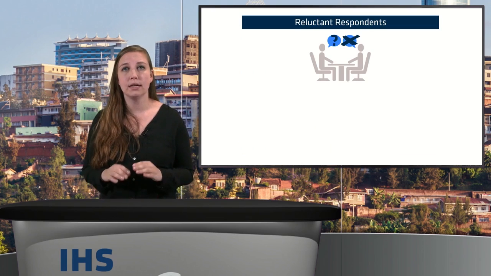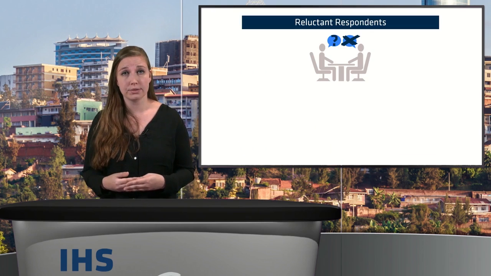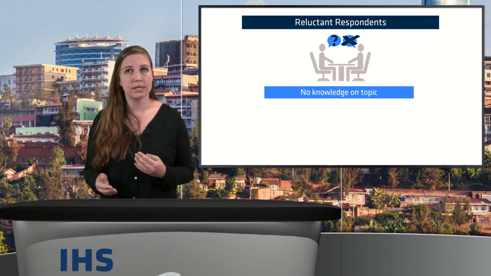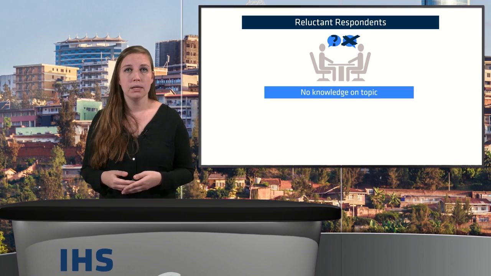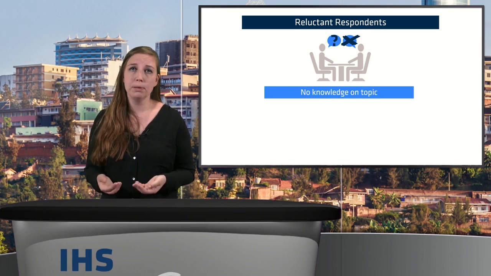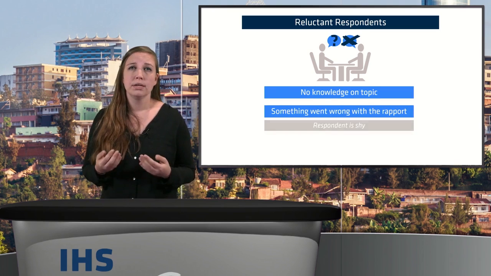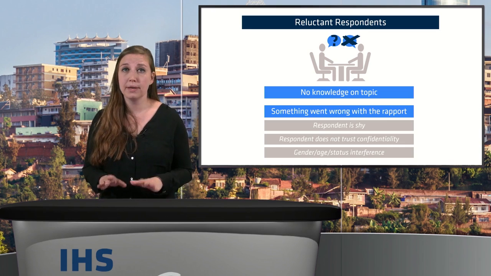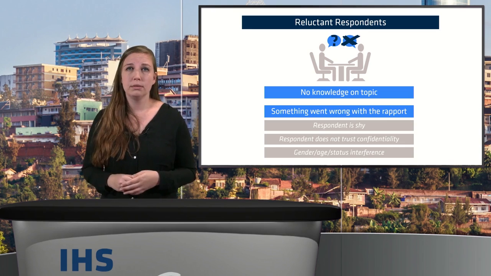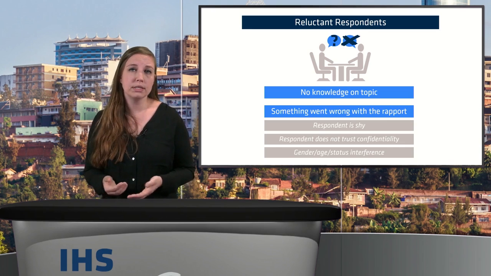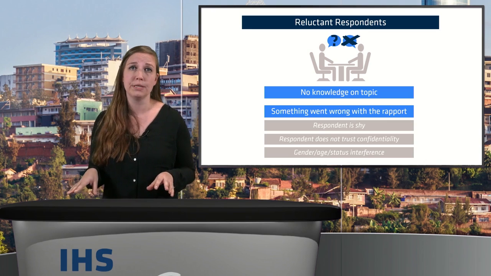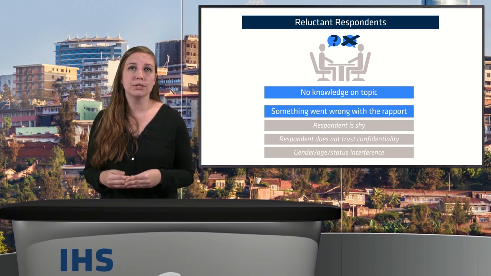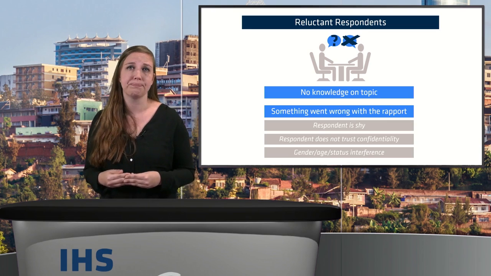Now, the last thing I want to mention is that sometimes you come across respondents that are reluctant to answer. This can be because they have no or little knowledge on the topic. However, it may also be due to a problem with the rapport. If the respondent is shy or, for example, does not trust the confidentiality, this will affect the rapport. Another element that might be of influence is a gender, age, or status interference between the interviewer and the interviewee. You may want to try to build a stronger rapport before continuing.